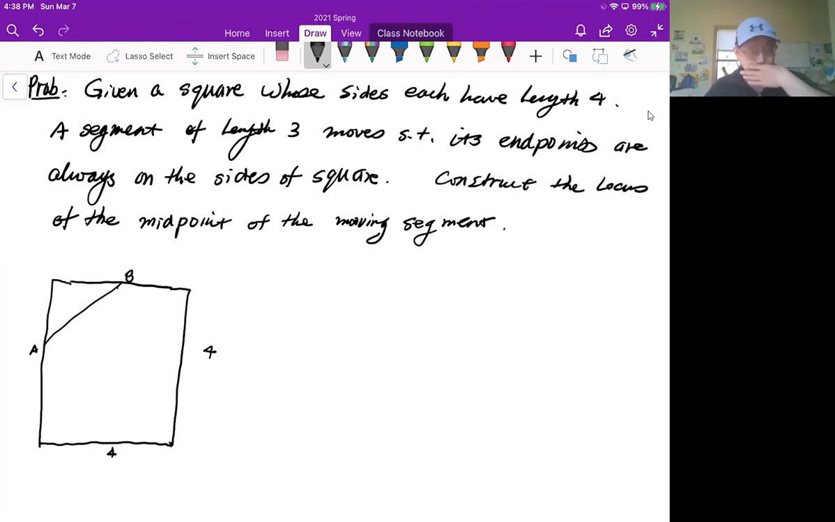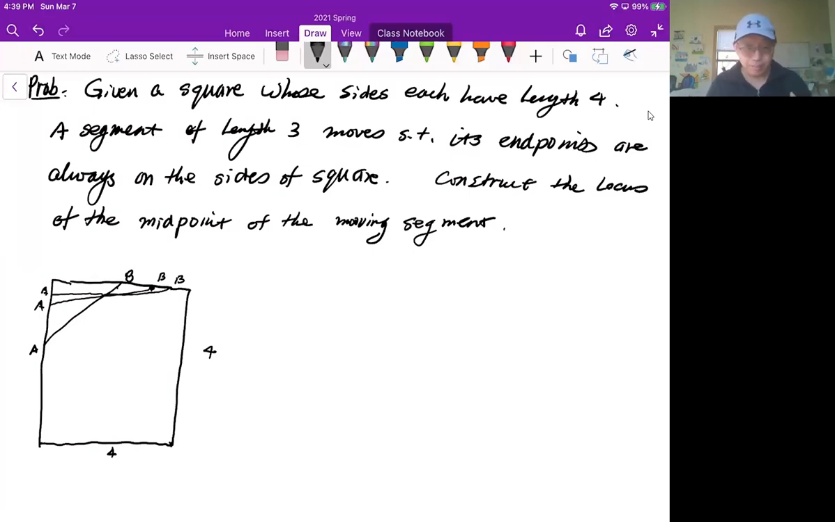Okay, how do I move that? When I move the stick, I want both A and B to be touching the sides of the square. So you could have AB in this position, or in that position. Can you see that? It could be B is here and A is here. So AB can keep on moving around.